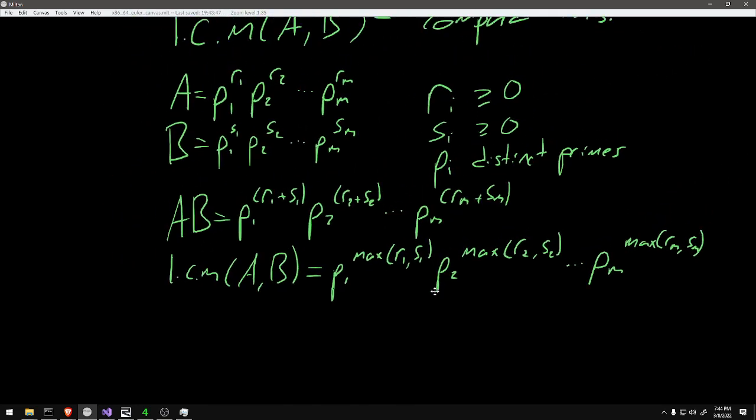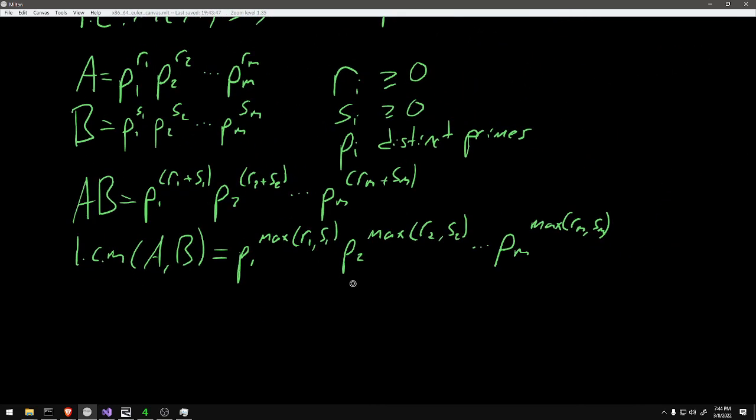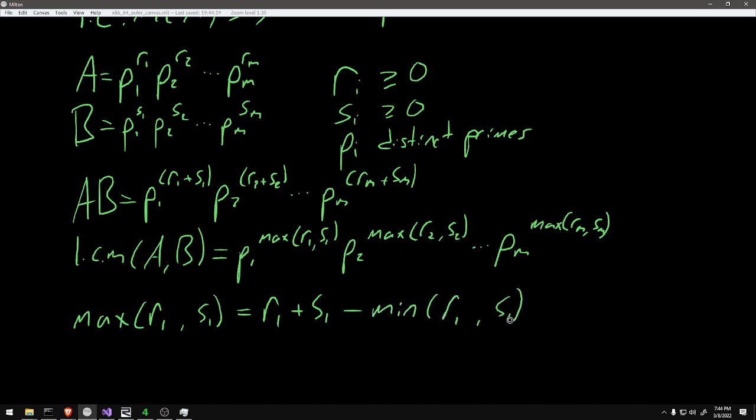So if that's what the least common multiple is, how can we compute that? Well, we can compute it pretty easily from this if we observe that the maximum value of R1, S1 is equal to R1 plus S1 minus the minimum value of R1, S1. Maybe it's not obvious why this is true immediately, but think about the max and the min as selecting one of each of them, right? Max selects either R or S.